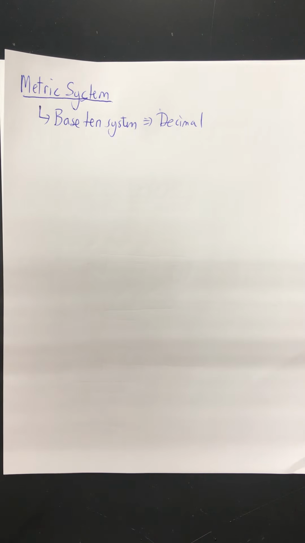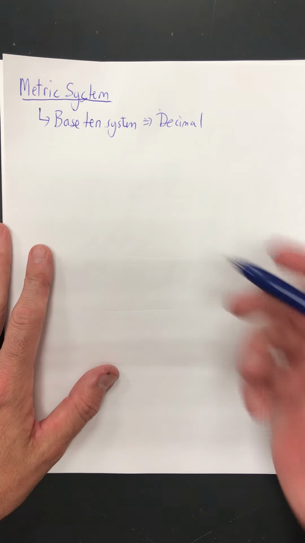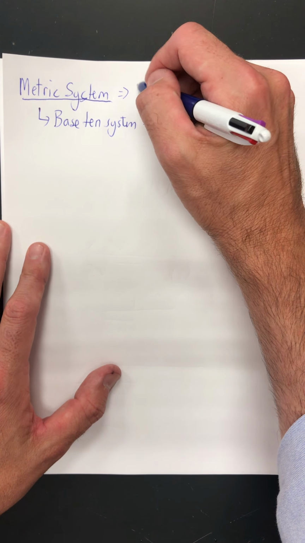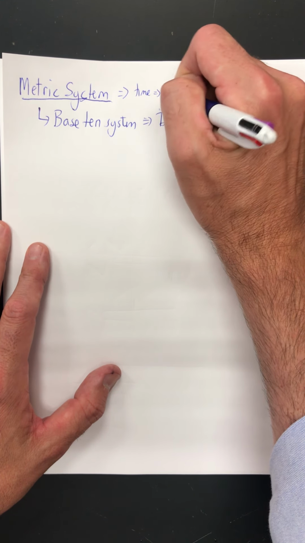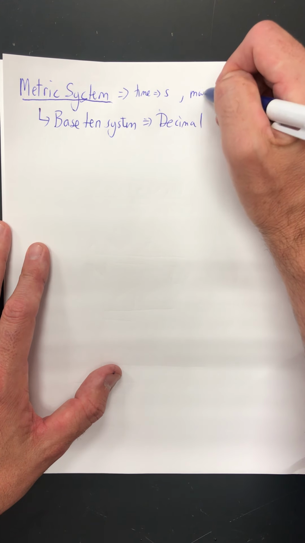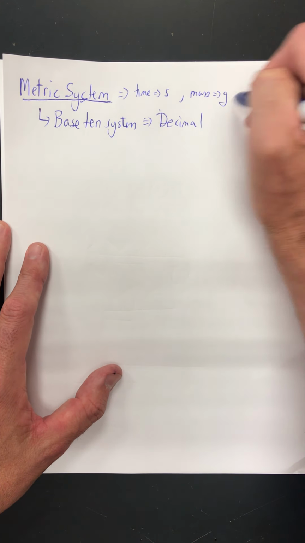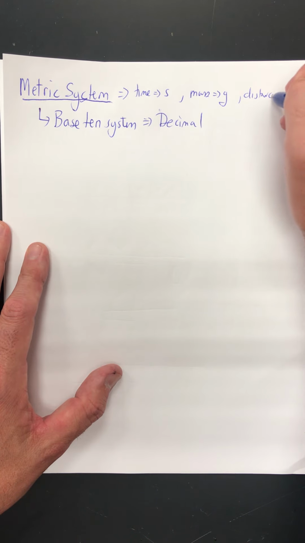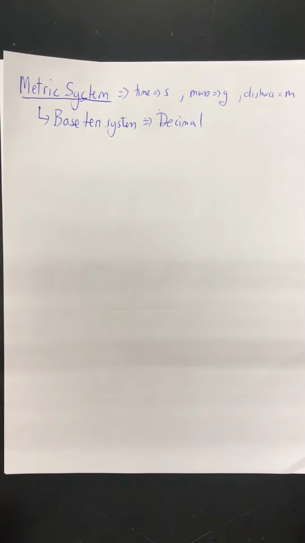And so our metric system is based off a couple of what are called base units. So what are our base units? Well, for time, the base unit is going to be the second. For mass, the base unit is going to be the gram, and for distance, the base unit is going to be the meter. And everything from there, we put a prefix in front of the seconds, the grams, or the meter in order to give it meaning based on the powers of 10.